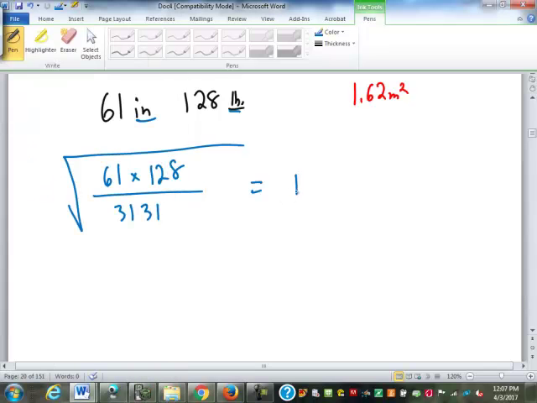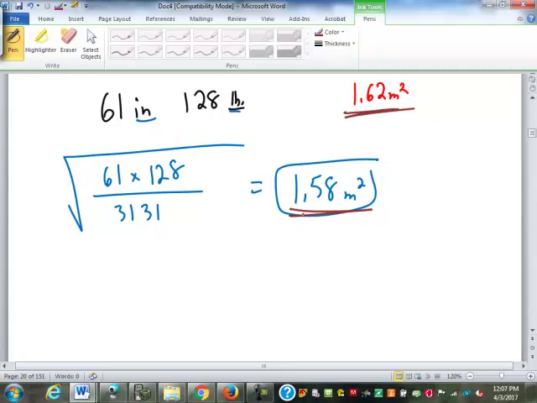1.58 it looks like is what I'm getting here, meters squared. So once again, the nomogram is a little bit larger than what the formula gives us. And it usually is pretty consistent that way, that the nomogram will be a few hundredths of a square meter larger than what the formula does. So here it's like 4/100ths of a square meter larger.